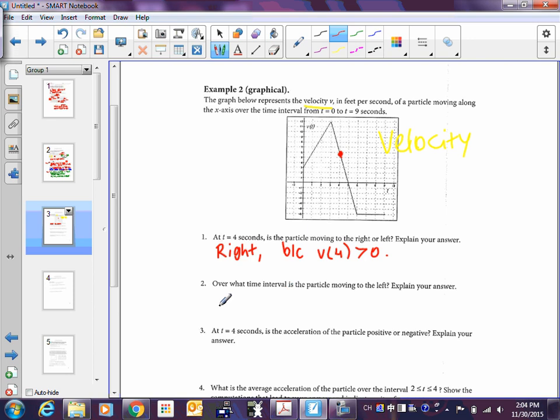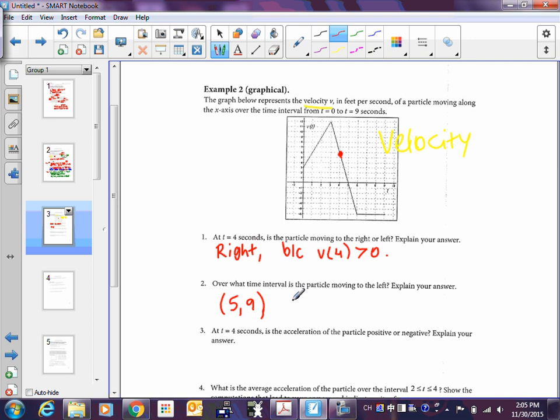Over what time interval? So here my answer is going to be like parentheses and commas and stuff. Is the particle moving to the left? So we just got through saying that everywhere above the x-axis, the particle moves to the right. So what's the answer to 2? 5 to 9. Notice I'm using parentheses. It would be easily forgiven if you wrote brackets, both by me and the AP graders, but most teachers and college professors would prefer you to write parentheses here, because at 5, the particle is actually not moving at all.